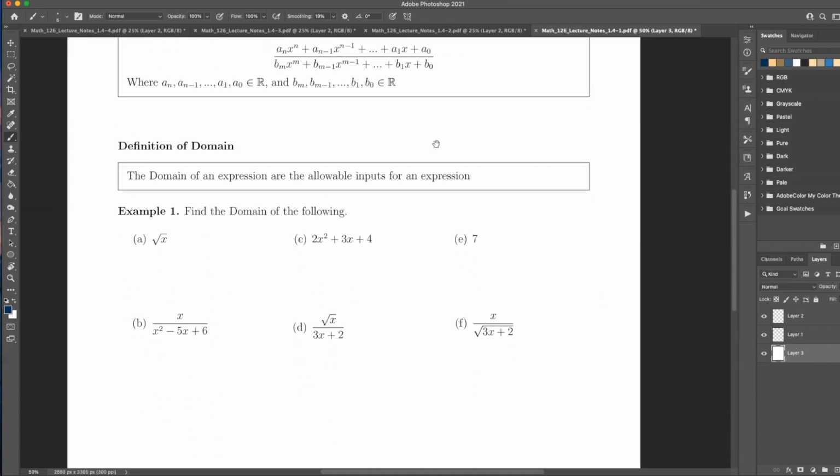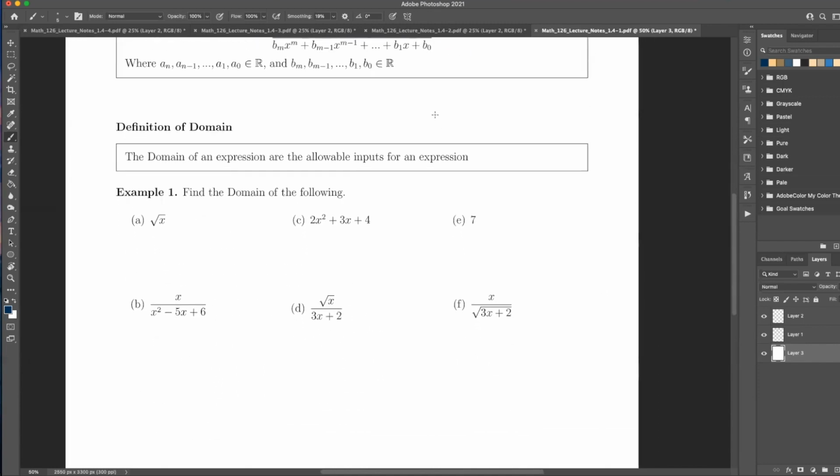But the first thing we want to address is domain. Domain is one of those things that gets harped on pretty hard when you take a class normally in calculus. It comes up a lot that if you don't understand domains, you end up doing stuff you're not supposed to do and get wrong answers. So the domain of an expression is all the allowable inputs, everything you can put into it.